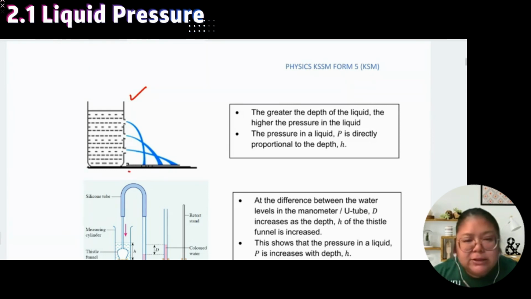The further distance stands for the pressure. You measure the distance, how many cm. That stands for how big the pressure is. This one is the difference of the depth. Depth is counted from the top until the bottom. As the depth increases, after you find the pressure, the distance the water travels should be further. When the height increases, the pressure increases.